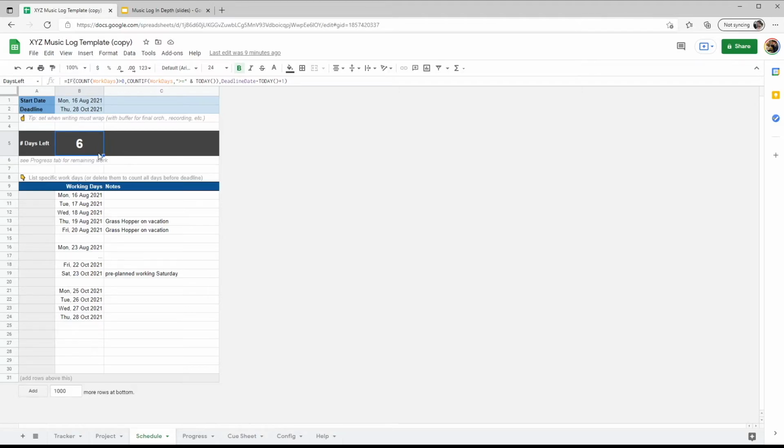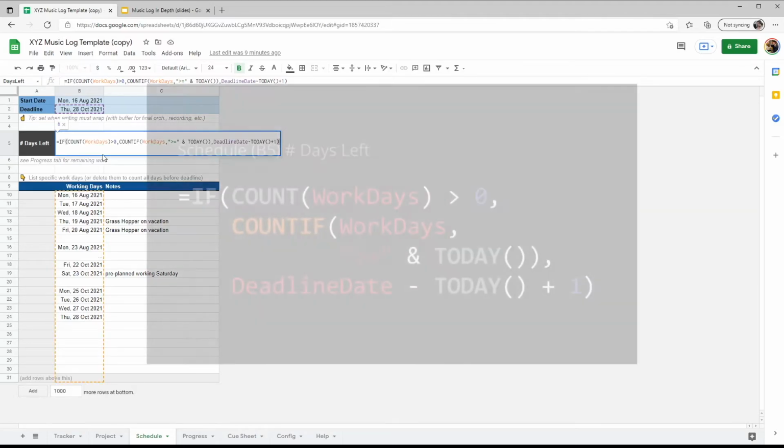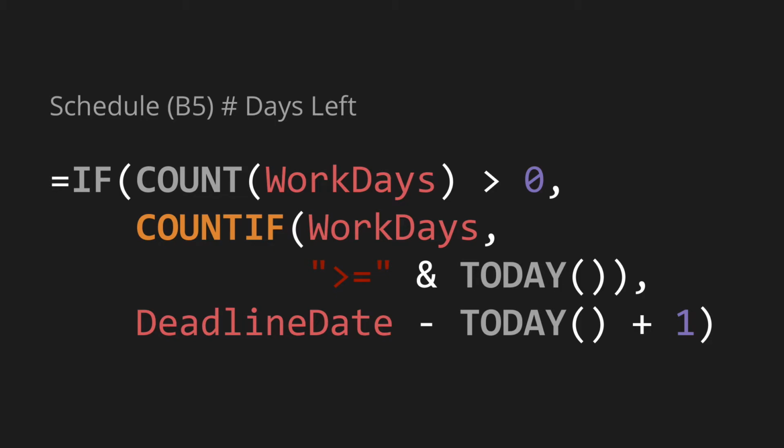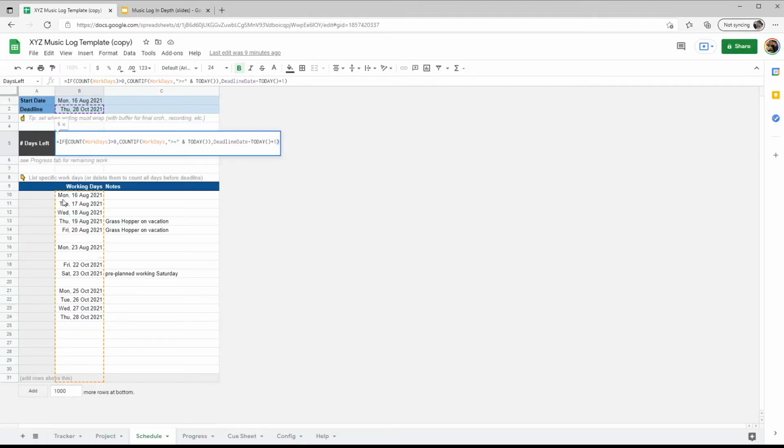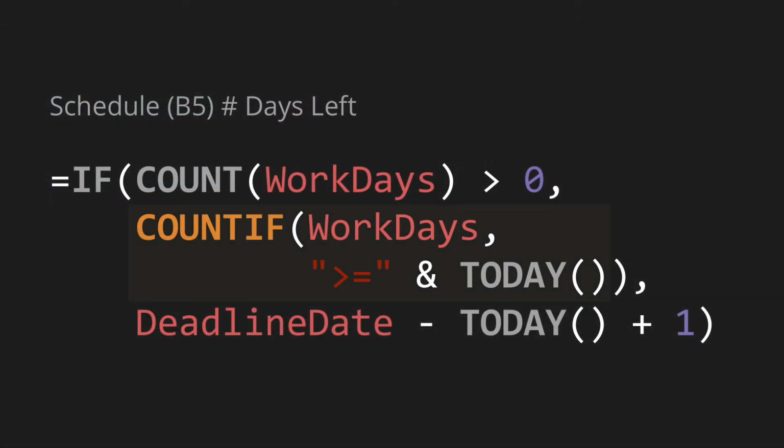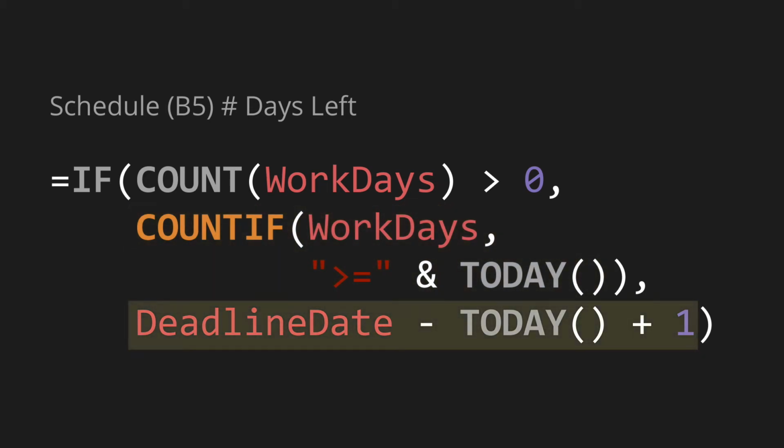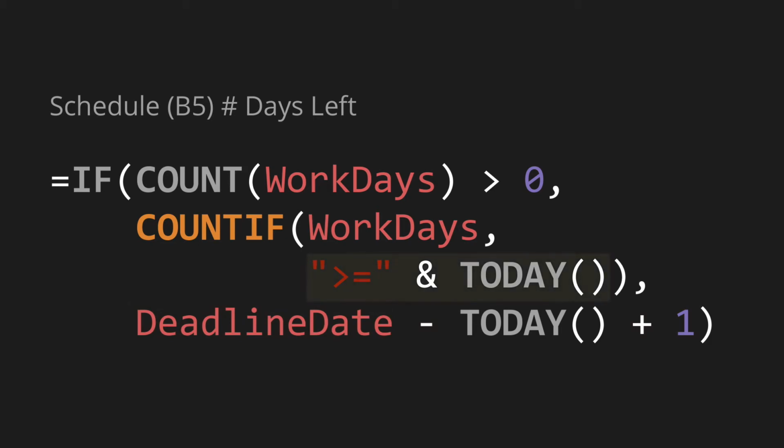We can see both regular counting and conditional counting in this formula for the number of working days remaining. The first if condition checks whether or not there are any non-blank numeric values in the workdays range. This works only because dates are also considered to be numeric. If you have any dates listed there, it will evaluate this COUNTIF subformula. Otherwise, there's a simpler calculation that assumes you're working 7 days a week. What the COUNTIF does then is only count dates that are greater than or equal to today, meaning any dates that have already passed by are not counted.